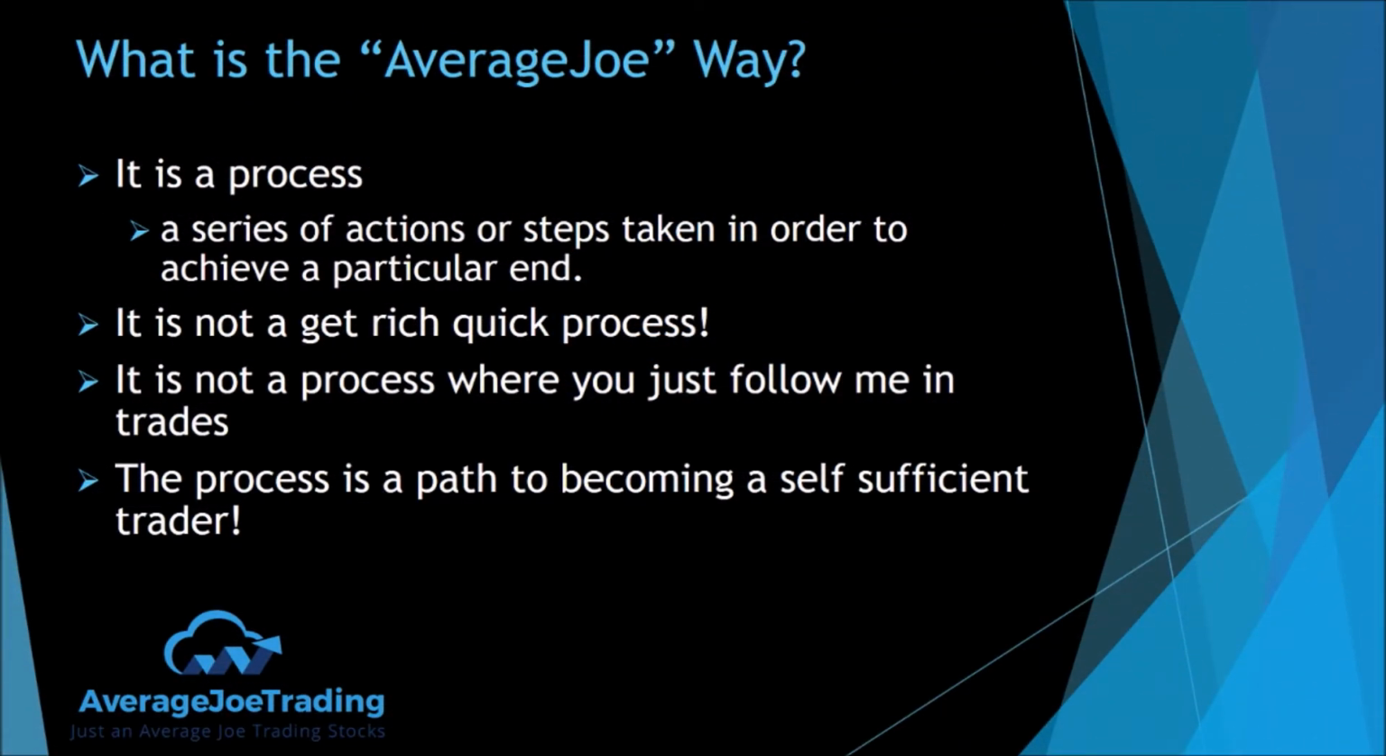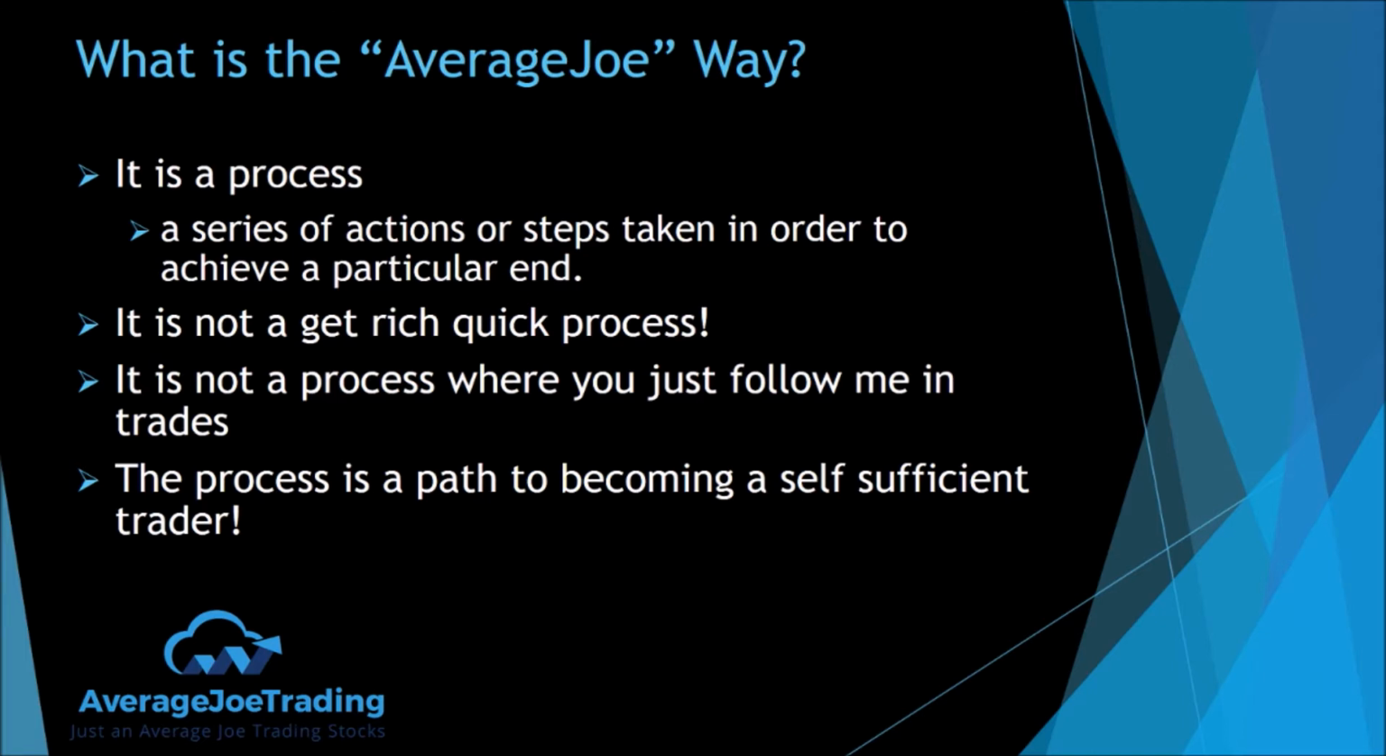All right, so the Average Joe Way is a process. To put it simply, a process is a series of actions or steps taken in order to achieve a particular end. And in my process, everything that I do and put together is to achieve success in my trading. It's not a get-rich-quick process, by no means. It's not a process where you just follow me in a trade and follow me out. That's not what it's about.